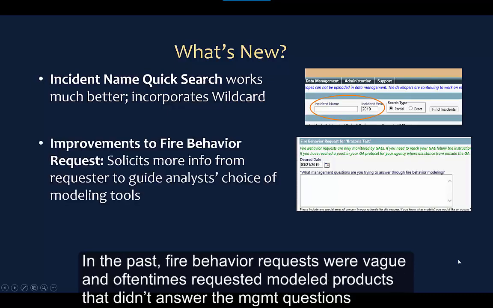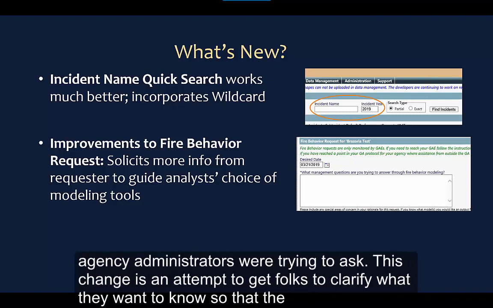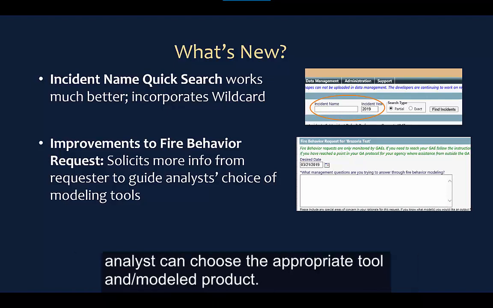In the past, fire behavior requests were oftentimes vague and requested modeled products that didn't necessarily answer the management questions that agency administrators were trying to ask. This change is an attempt to get folks to clarify what they want to know so that the analysts can choose the appropriate tool and modeled product.